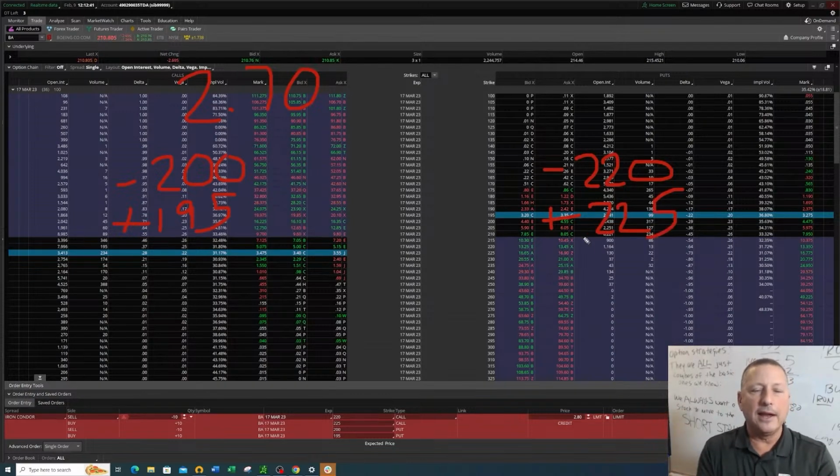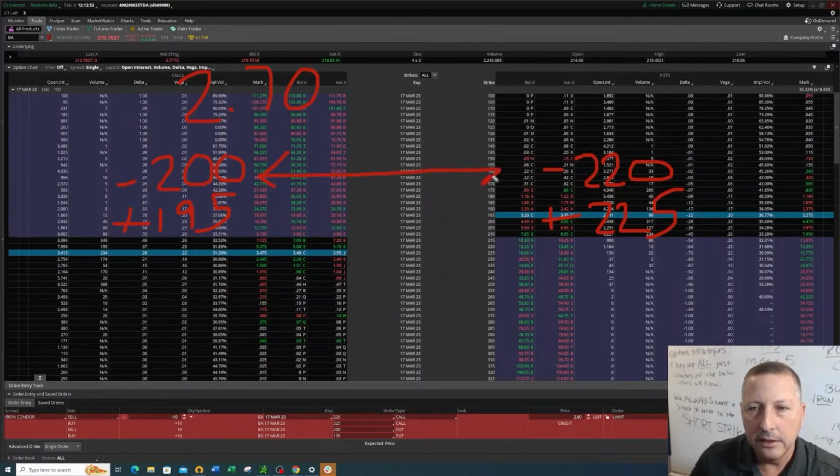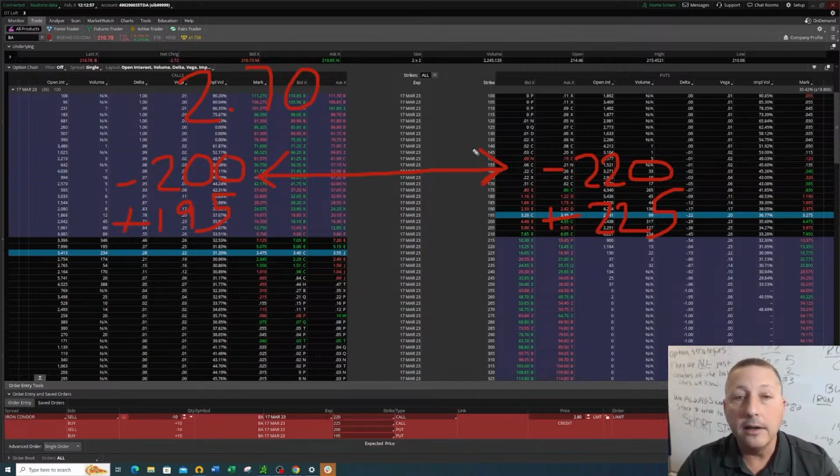So what we want to look at is, where does the stock need to be for all of the options to be worth 0? Well, that would be anywhere in between these 2 short strikes. If the stock is 201, let's say, the put spread on the downside is going to be worth 0. Obviously, the call spread is going to be worth 0. If the stock is as high as 219, the call spread is going to be worth 0. And then obviously, the put spread would be worth 0.